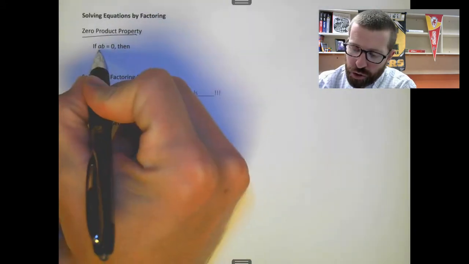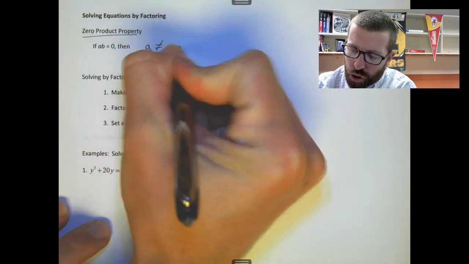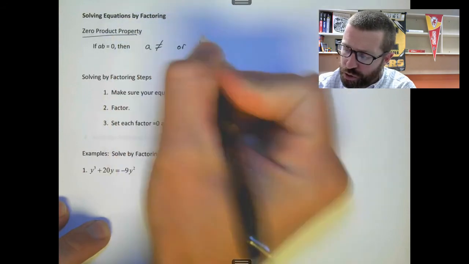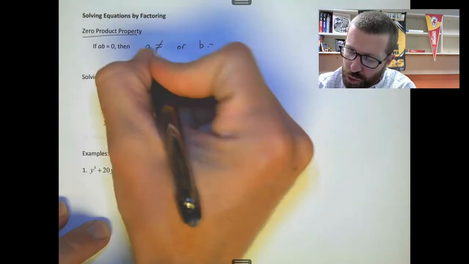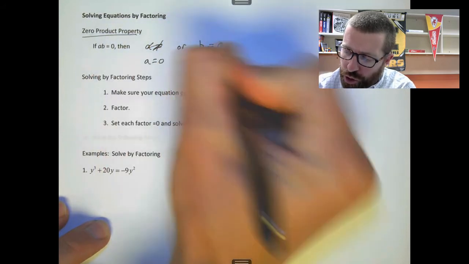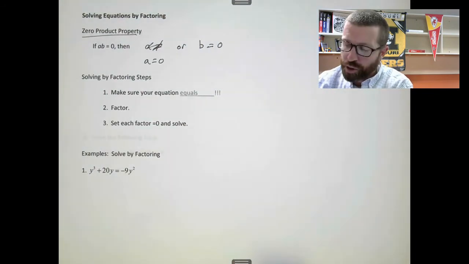So if you're multiplying two things, A and B, then A has to equal 0, or B has to equal 0. Whoops, I said not equal 0. I didn't say anything, I just said not equal. Then A equals 0, or B equals 0. That's what has to be true. That's what the zero product property says.